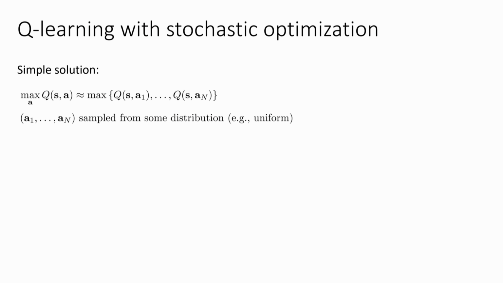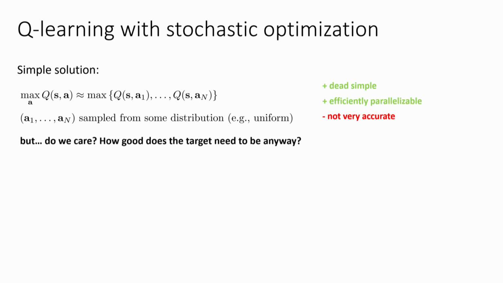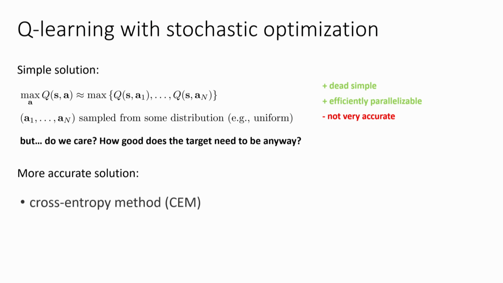But it's actually very easy to improve on this method, building on the same building blocks. This one is nice because it's dead simple and efficiently parallelizable. It's not very accurate, but do we really care? How good does the target need to be? If you do want it to be better, you can use something called the cross-entropy method. The cross-entropy method is something that we will cover in a subsequent lecture, but the high-level idea is to sample a bunch of actions, evaluate their values, but then instead of simply taking the biggest one, you fit a distribution to the best ones and then sample again from that distribution.